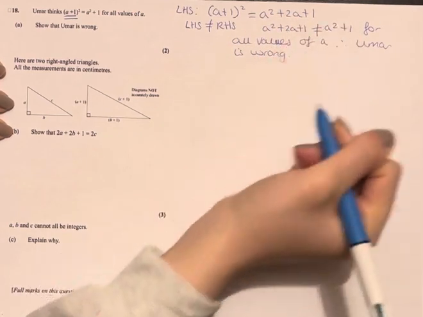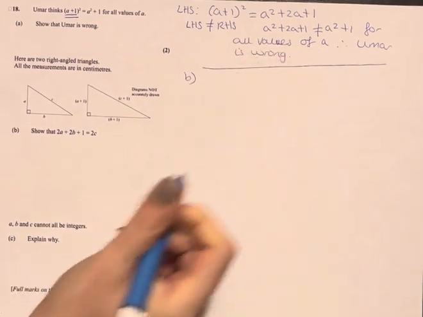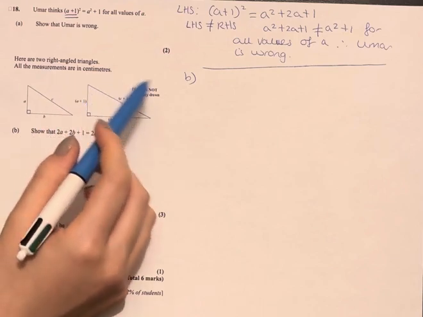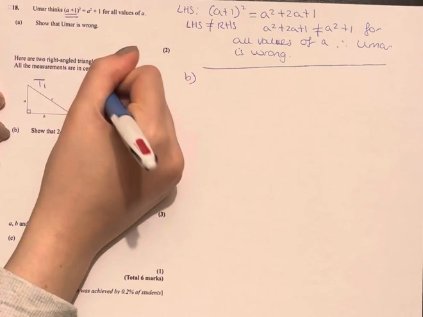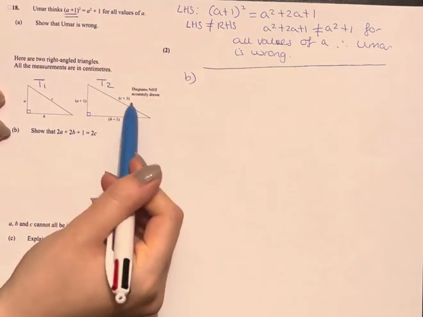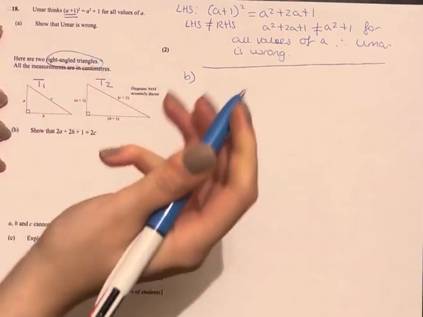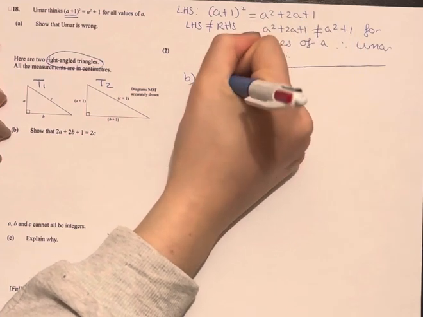Okay, so that's part a done now. So let's move on to part b. Here are 2 right angled triangles, all the measurements in centimetres. So we've got lengths a, b and c on triangle 1, and on triangle 2 we've got lengths a + 1, b + 1 and c + 1. So right angled triangles, this straight away makes us think, okay, Pythagoras' theorem. So we just write it down.